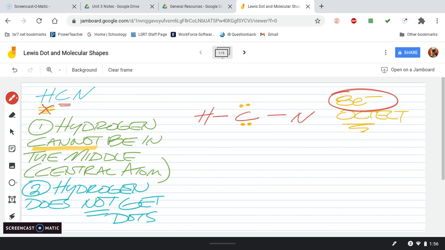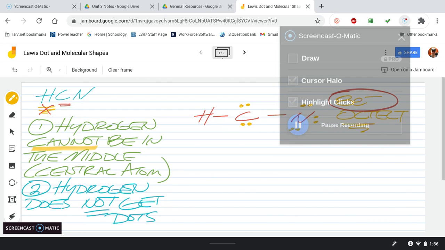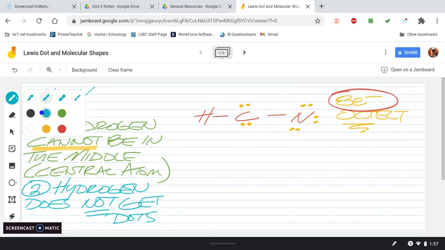Now look at this nitrogen over here. He's missing 1, 2, 3 things. He only has something on one side. So we are going to go in and fix that. So here we go. Top, right, and bottom. The first step is to find the central atom, and the second step is to add electrons until you get everybody happy or everybody at 8.